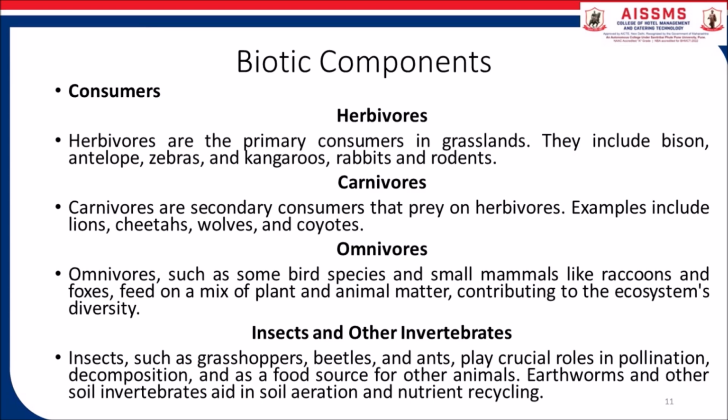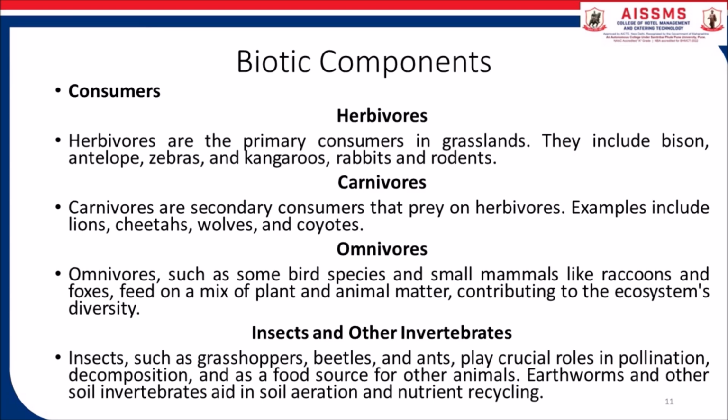Second will be carnivores. Carnivores are secondary consumers that prey on herbivores. Examples include lions, cheetahs, wolves, and coyotes. They help control herbivore population and maintain the ecological balance as well.